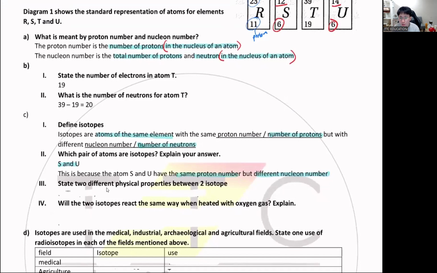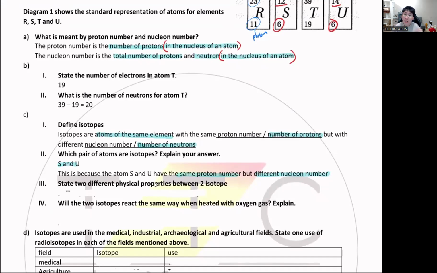Okay. State two different physical properties between two isotopes. So guys, what's a physical property? Physical properties usually involve some measurable content, such as melting and boiling point, maybe density. Then whether it is able to conduct electricity or not, like electrical conductivity, heat conductivity. So a lot of stuff that we can actually measure. So we call them physical properties.